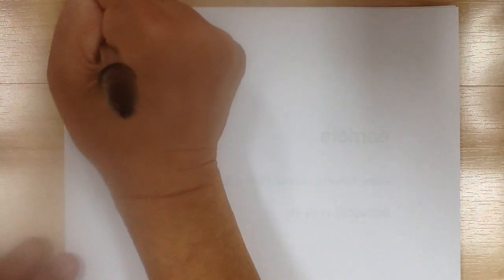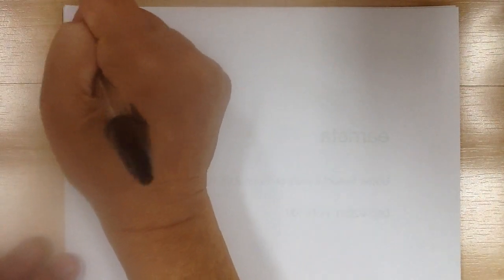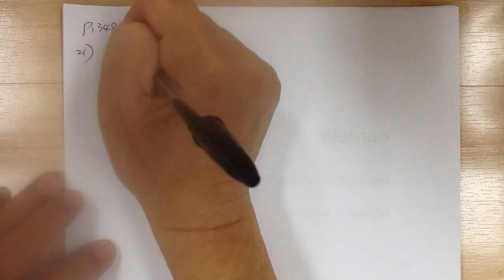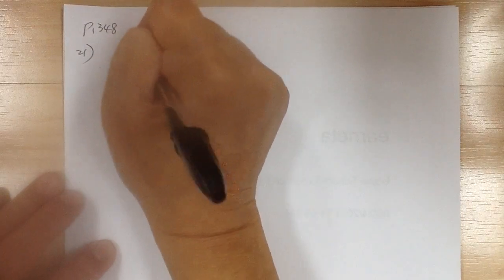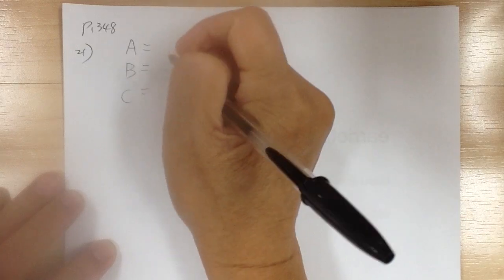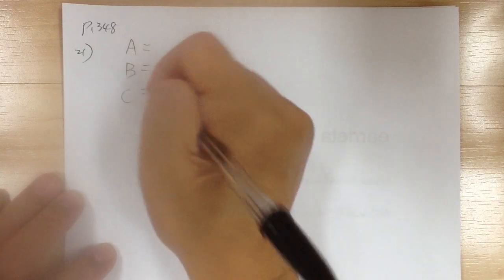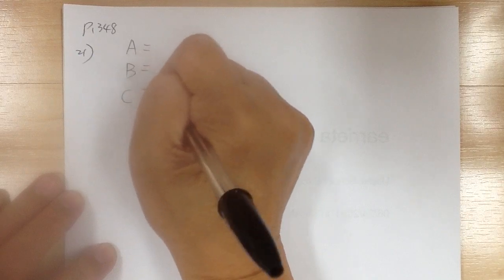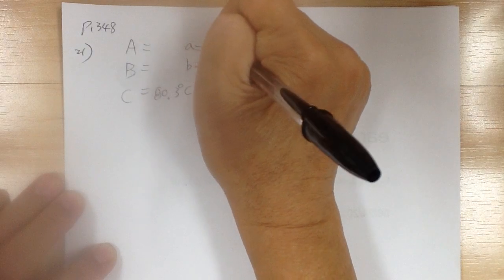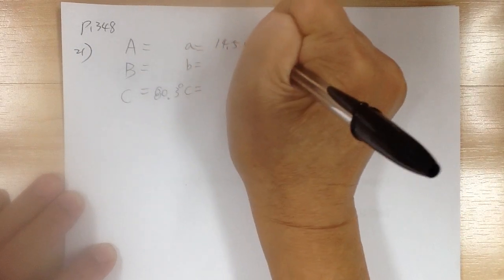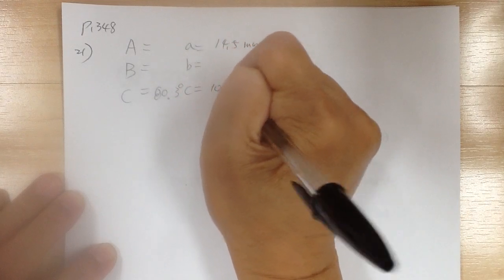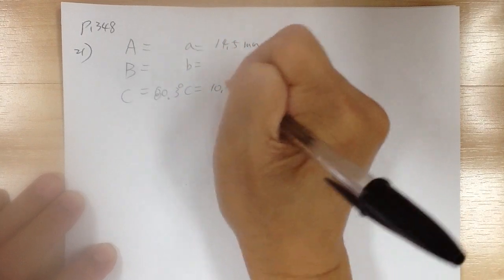Okay, let's go to page 348 and start with number 21. Let's go ahead and get our ABCs together. So A, B, C, and small a, small b, small c. Gamma is the C, so it'd be 80.3 degrees, and A is 14.5 millimeters, and C is 10.0 millimeters.